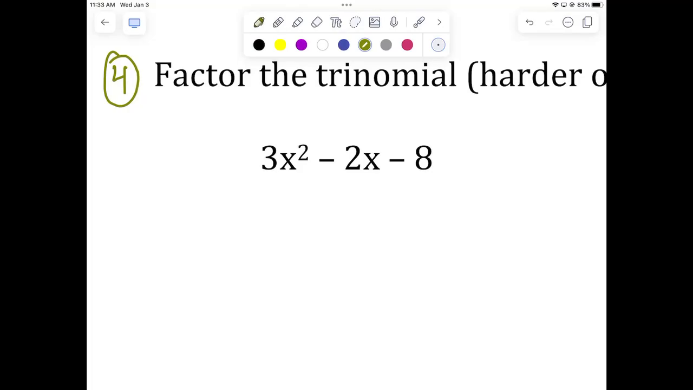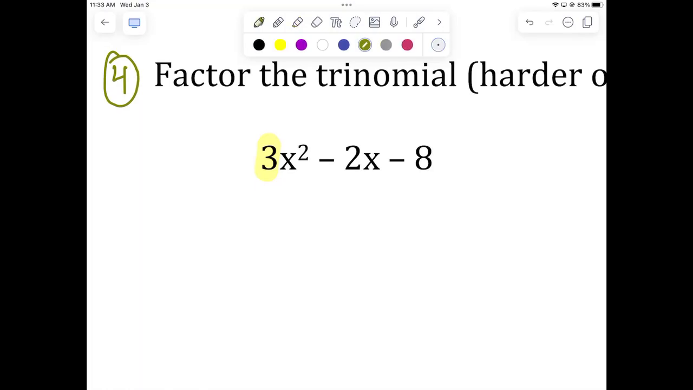Greatest common factor. Is there a GCF here? No. Other than 1 or negative 1, there's not. Now, this is a harder one because of what? The 3. That's not a 1, is it?